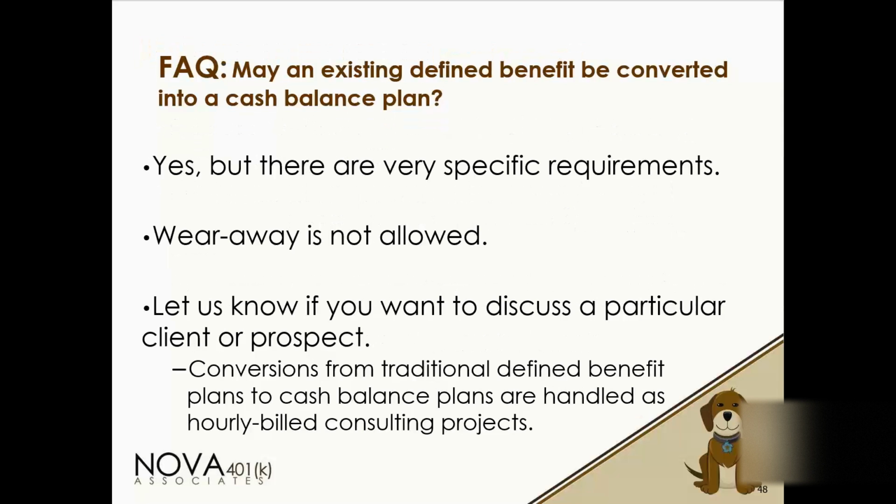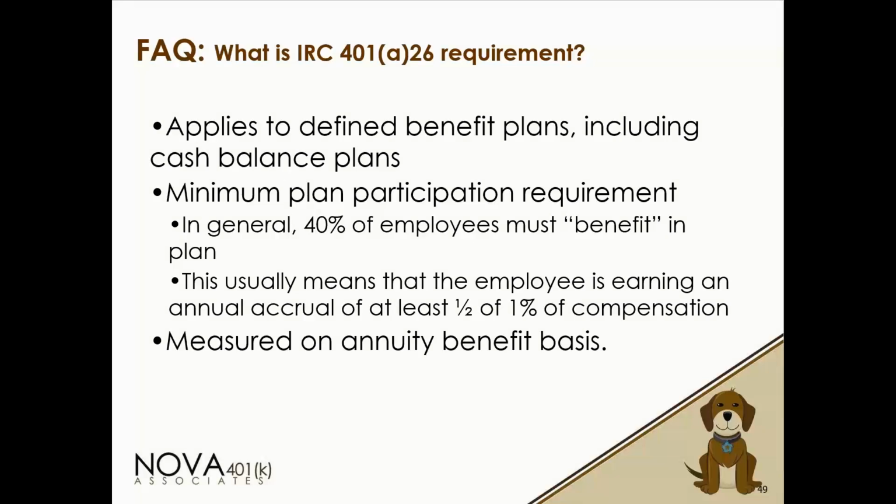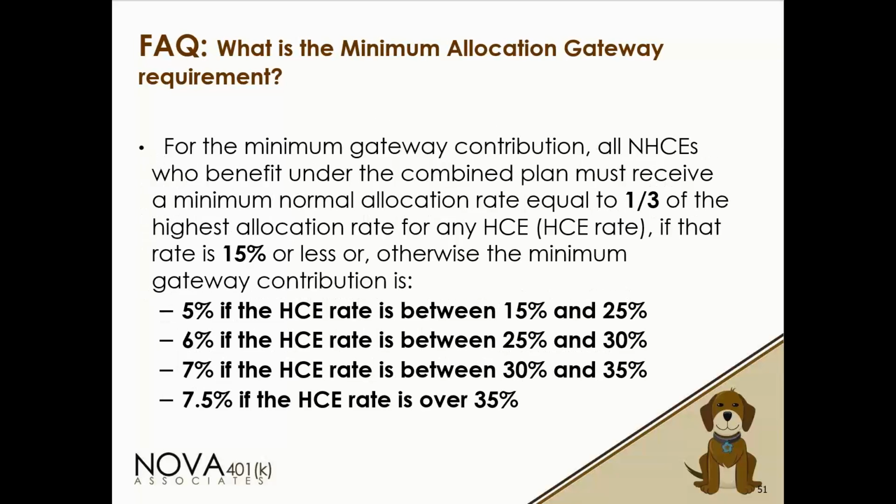And then I won't get into the converting, but you can convert a traditional plan. One additional requirement is there is a minimum coverage that you have to cover a certain number of people, and it's basically 40%. So if you have 2 people, you have to cover 2. If you have 10 people in your company, you have to cover 4 people in a DB plan or cash balance plan.